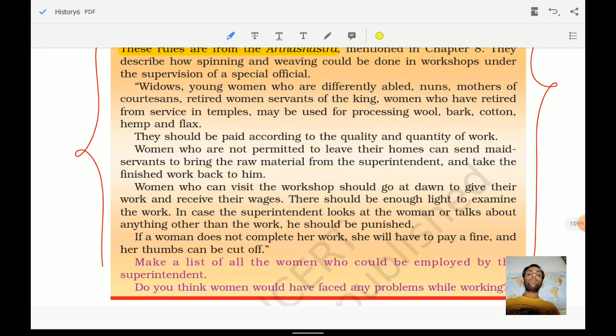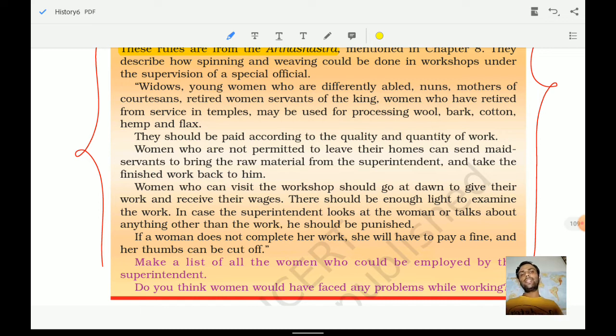The widows, young women who are differently abled, nuns, mothers, courtesans, and retired women, servants of the king, women who have retired from the services in temple, may be used for processing wool, bark, cotton, hemp, and flax. So it has provided the different sections of the society, what type of people, the women who can participate in making the wool, right? So they should be paid according to the quality and the quantity of the work.